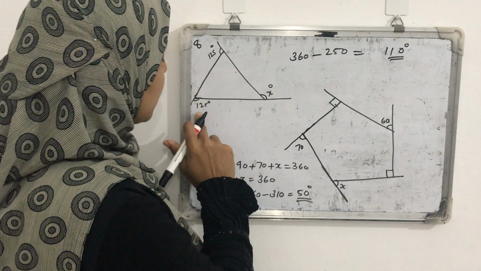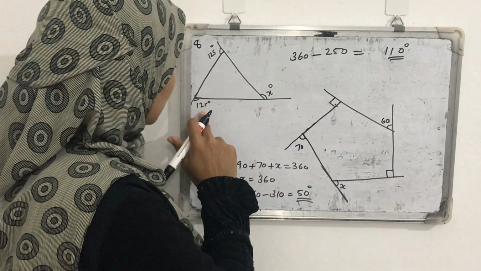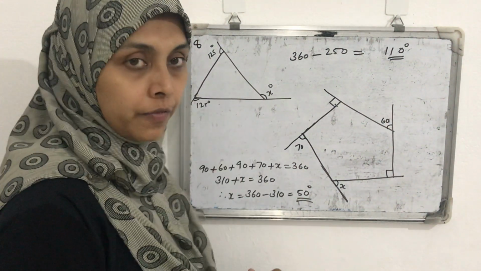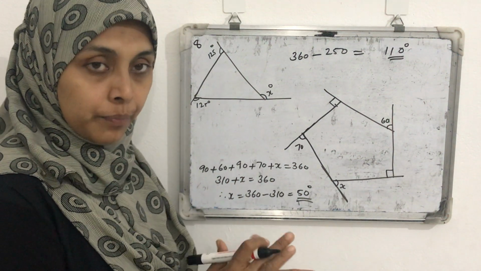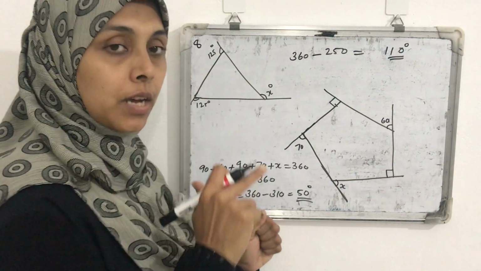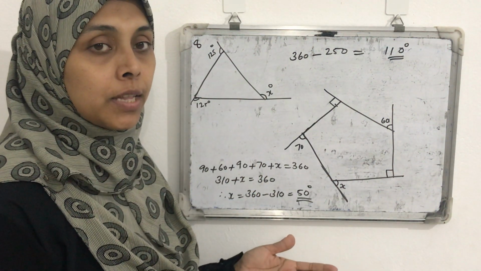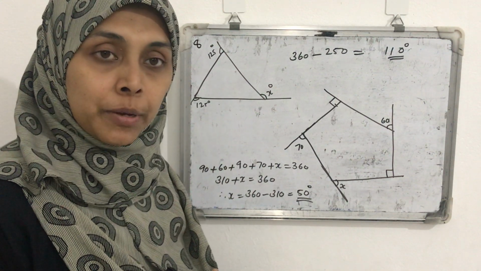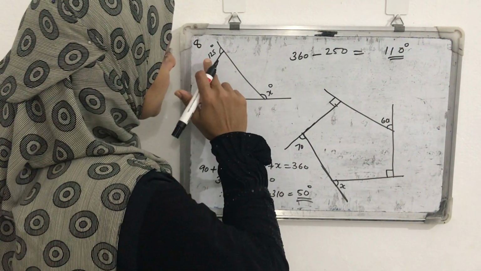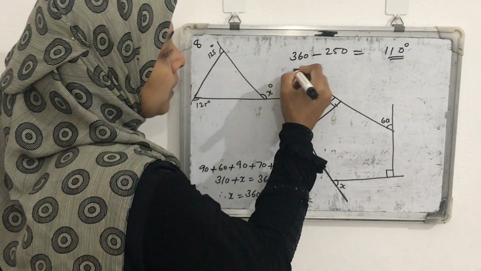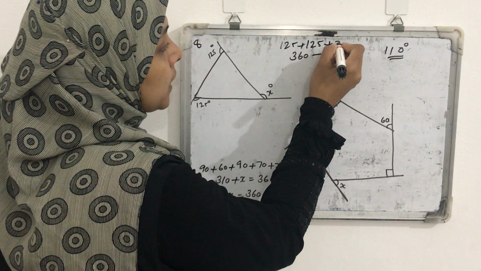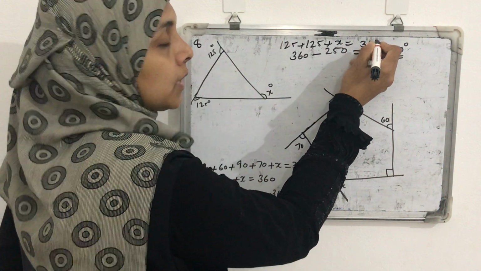Here the exterior angles are given as 125. Here it is given x, and here also 125. So using the exterior angle sum property, what we can say is that if it is any polygon, the sum of the exterior angles will always be 360 degrees. So 125 plus 125 plus x will be equal to 360 degrees.